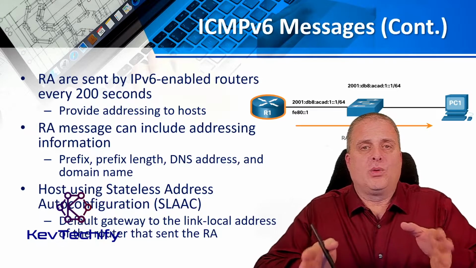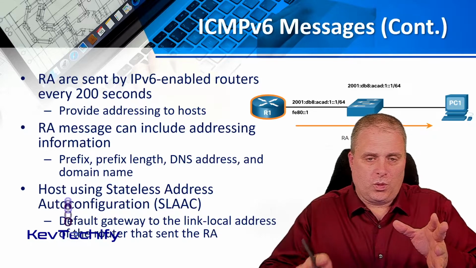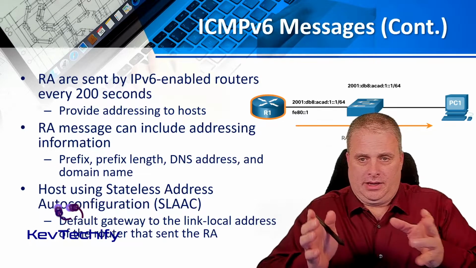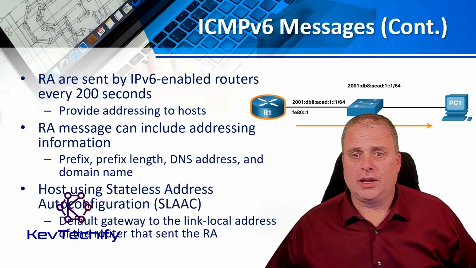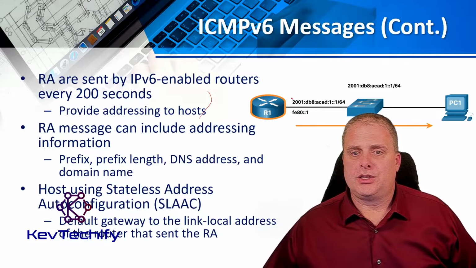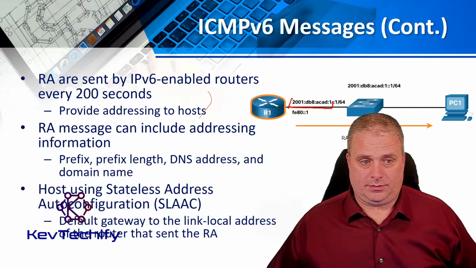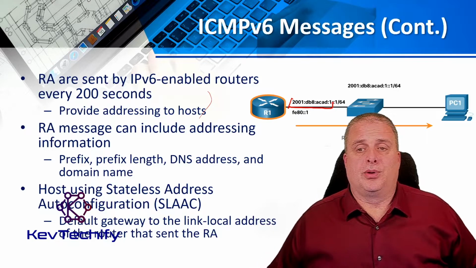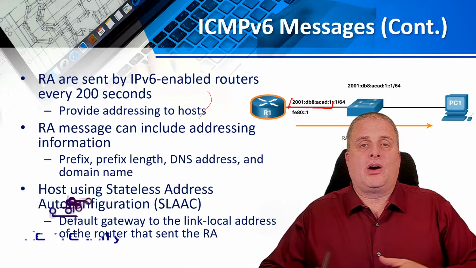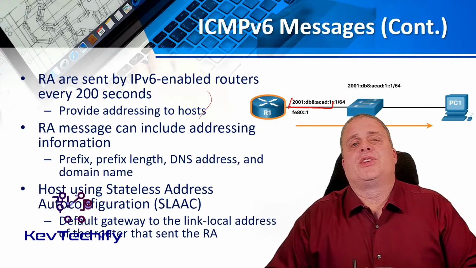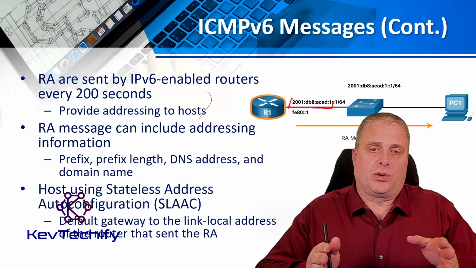That's the network portion of the IP version 6 address. What exactly is that? In our example, the network portion would be 2001:DB8:ACAD:1. That would be the prefix. The prefix length is how long that is, out of our 128-bit IP version 6 address, how long is that network portion?